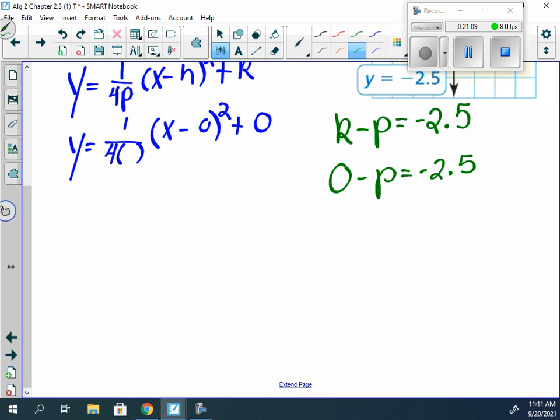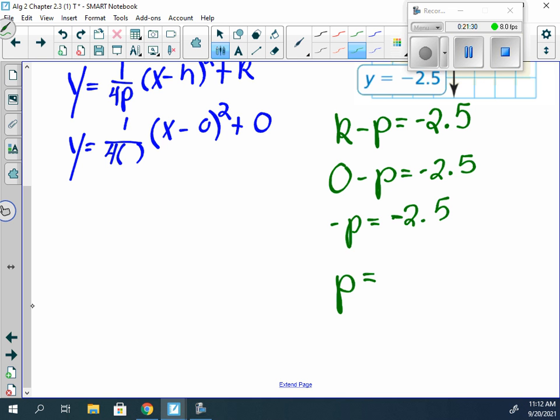Well, it is 0, yes? So really we just have negative p is equal to negative 2.5. Do we really care what negative p is? No, we want to know what p is.